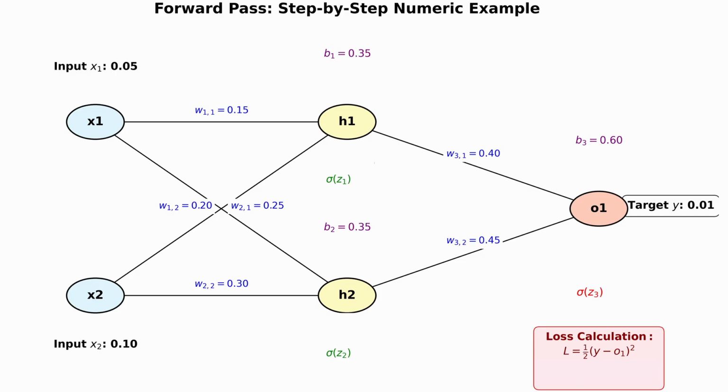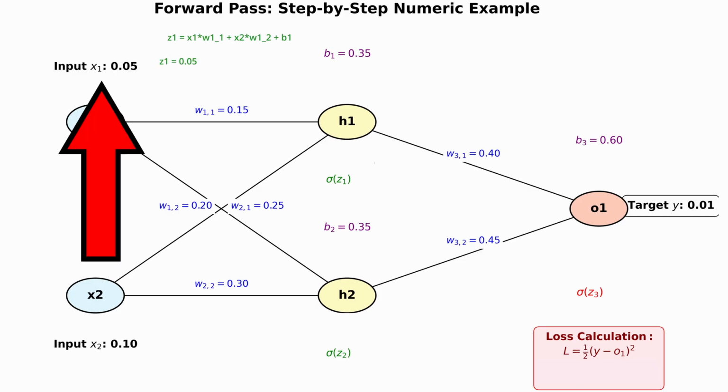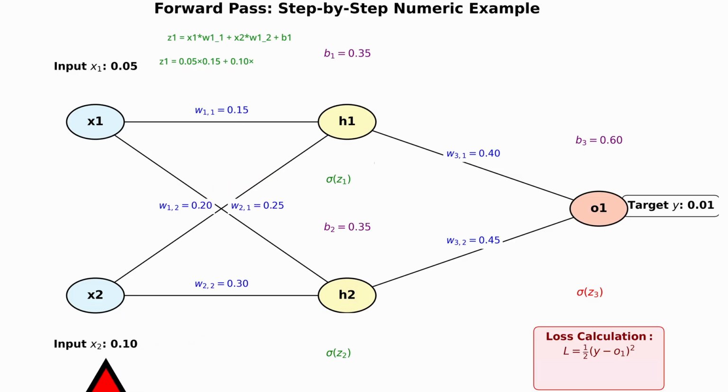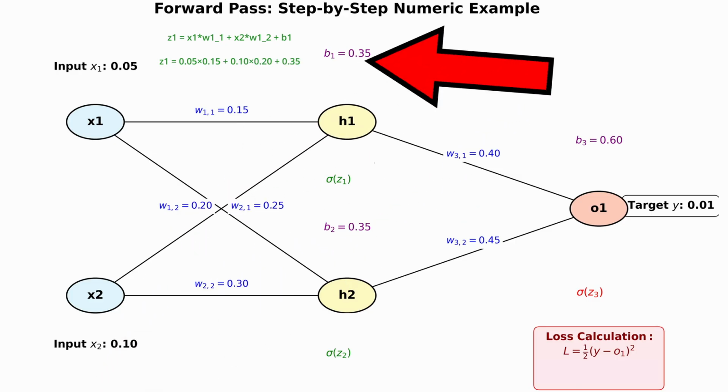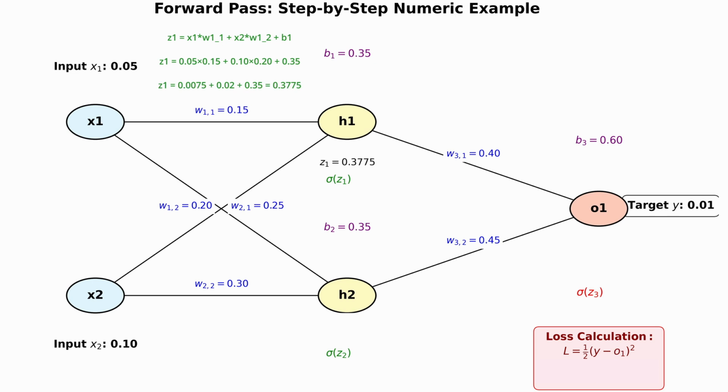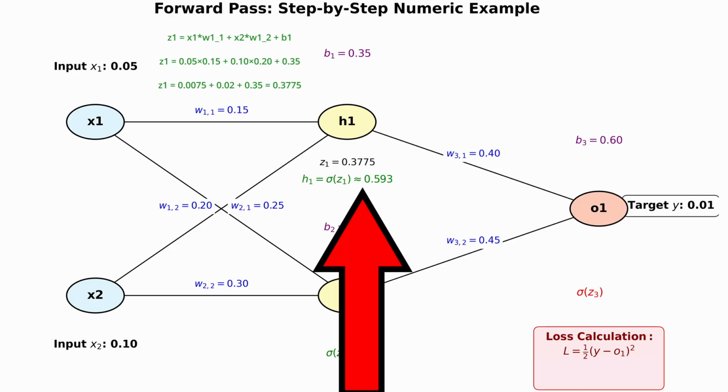Step 1. Forward pass. To compute our first hidden neuron, we first have to multiply our first input by its respective weight plus our second input times its respective weight, and we add the bias to it. This results in 0.3775. We then apply our sigmoid function to it, which gives us approximately 0.59.